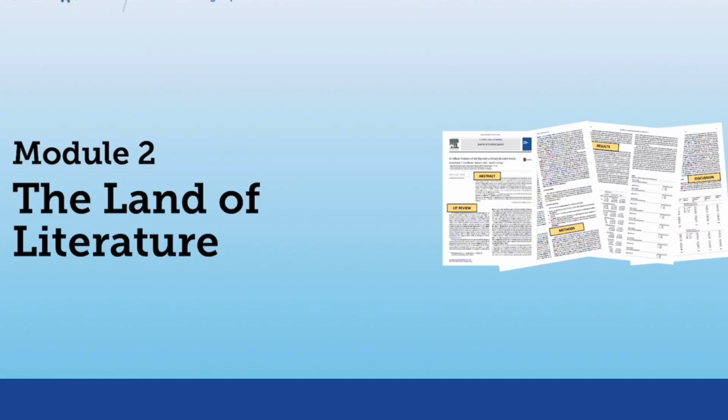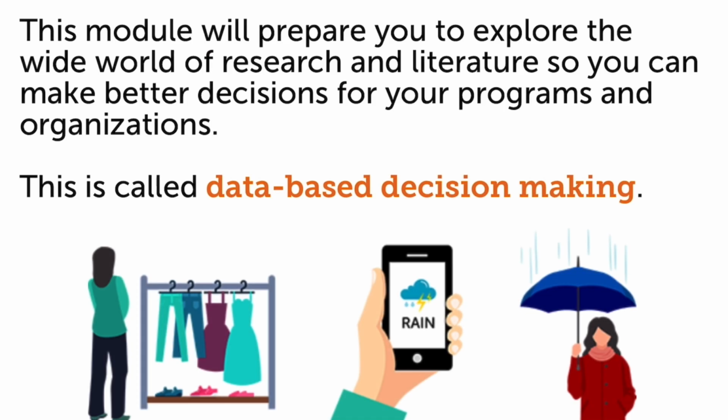Welcome to Module 2, The Land of Literature. This module will prepare you to explore the wide world of research and literature so you can make better decisions for your programs and organizations. This is called data-based decision-making.